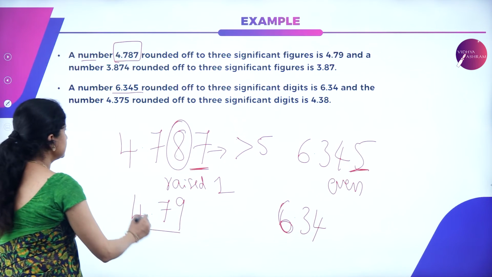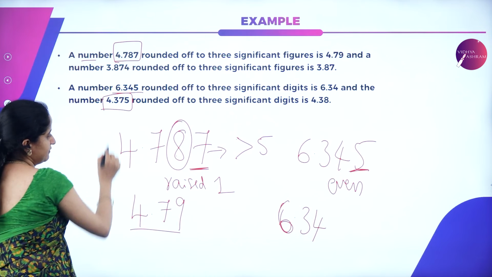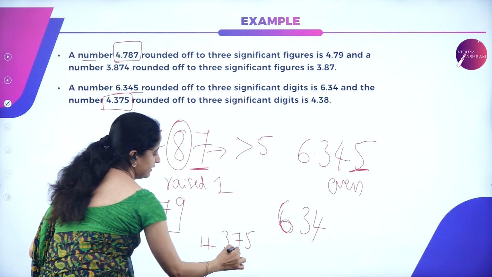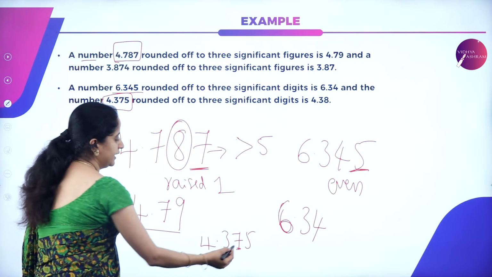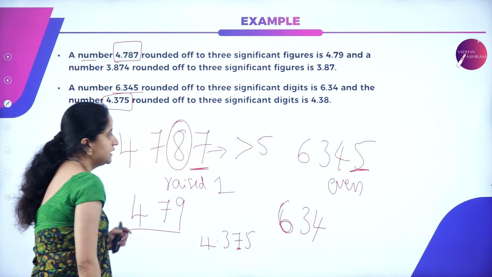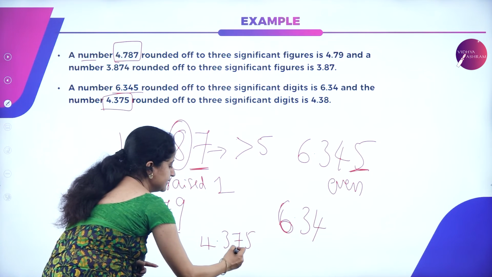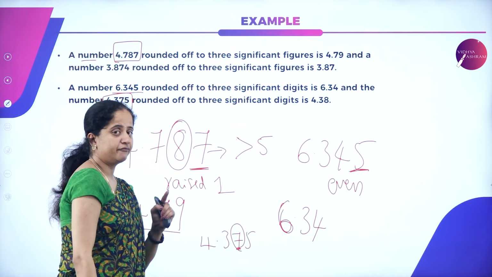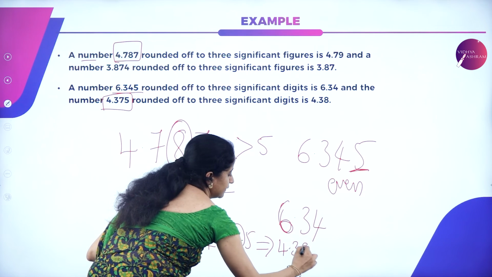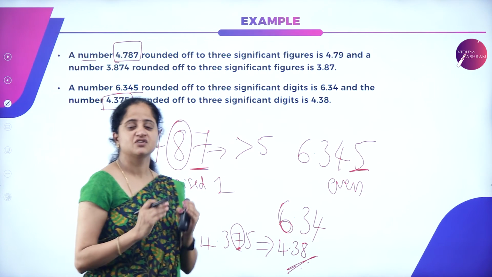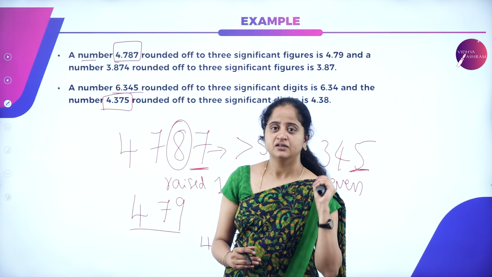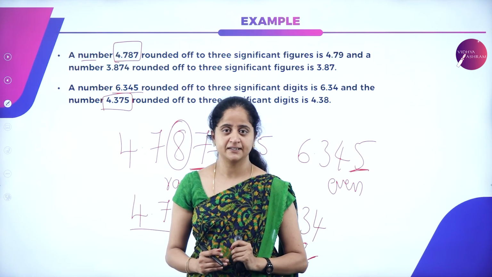We have one more example, 4.375. Here 7 is an odd number and 5 is the insignificant figure. Preceding that, we have an odd number. In this case, we need to raise this preceding number by 1 and hence it will be rounded off to 4.38. So these are certain rules to find the number of significant figures and to round off the uncertain digits.